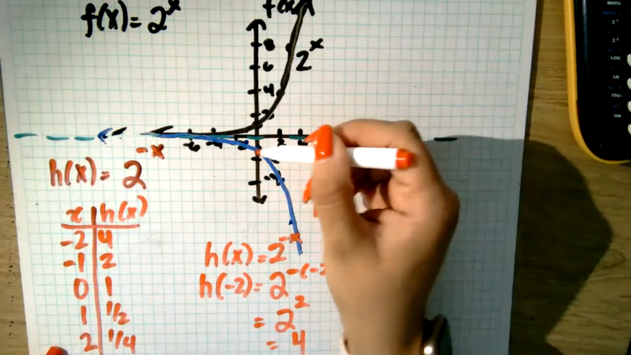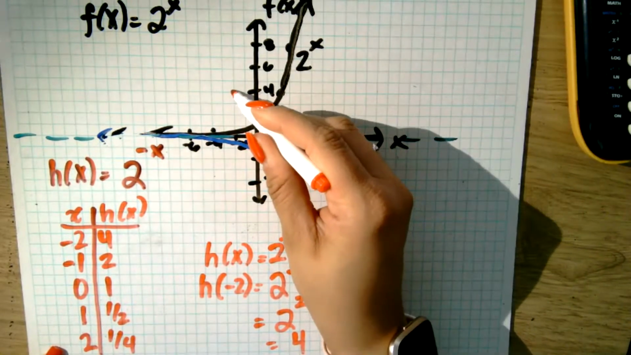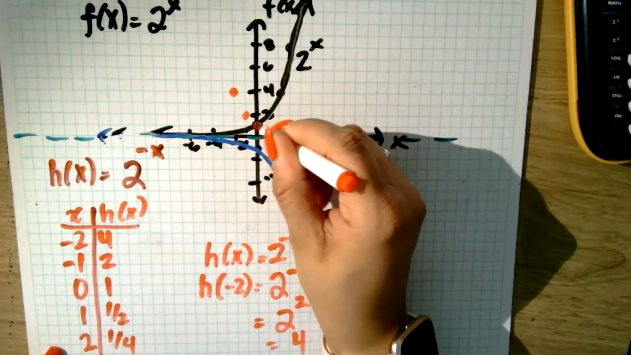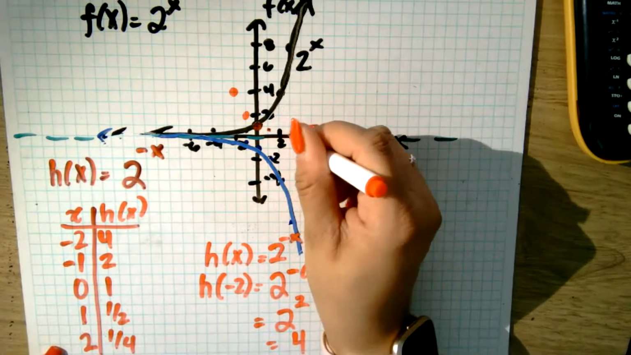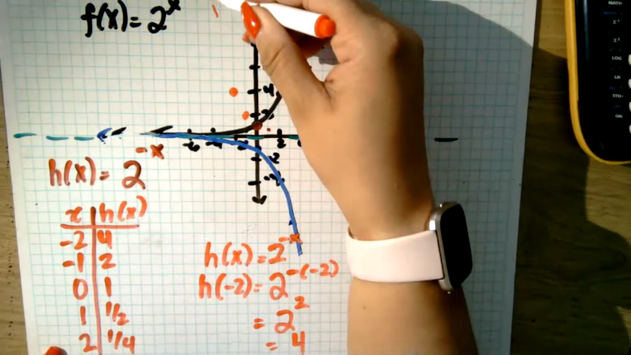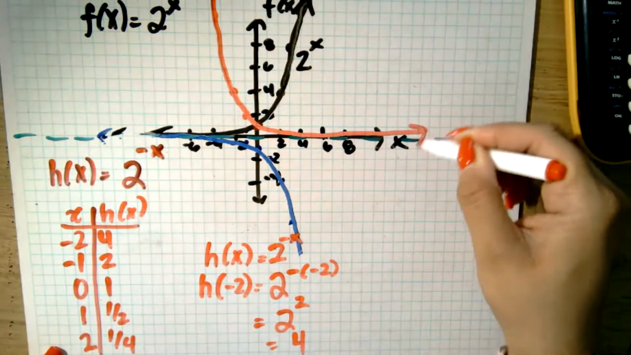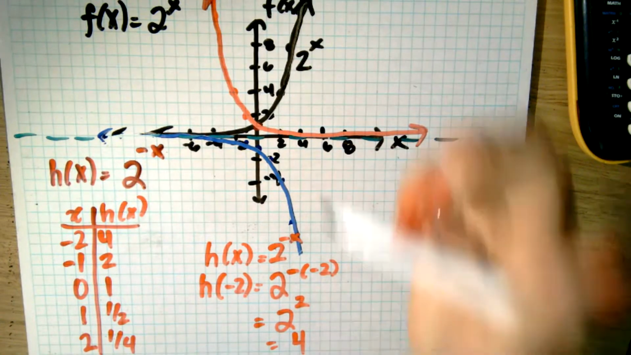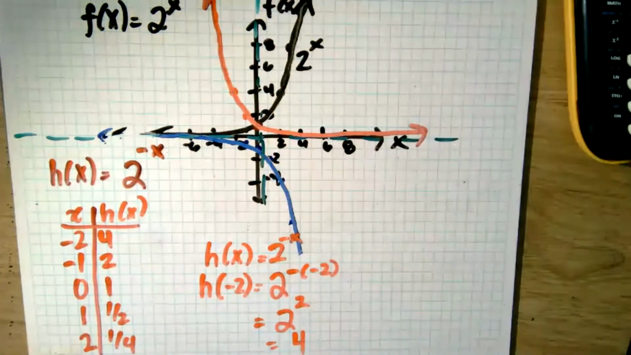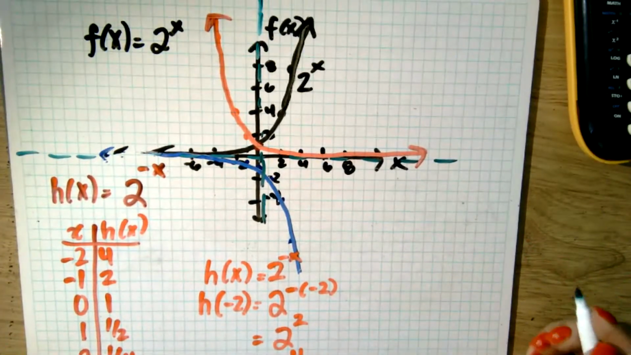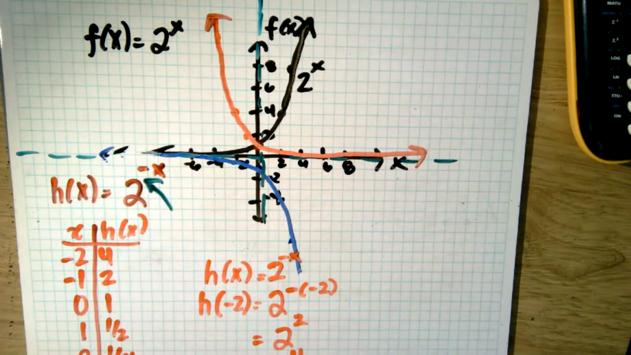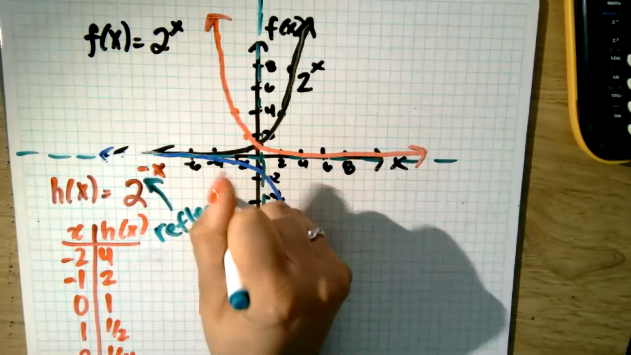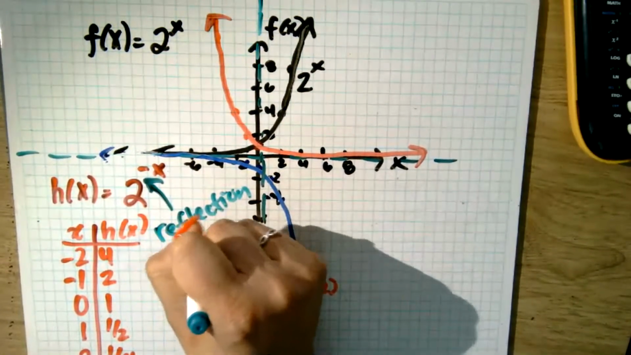So now I'm going to go ahead and graph, let's see, negative 2, 4. Negative 1, 2, right there. 0, 1. 1, 1/2. 2, 1/4. And if you notice, here is my graph. So now, if we look at this, where is my reflection? My reflection is now against the y-axis. So when I have an exponent that switched from positive to negative, this is now a reflection against the y-axis.